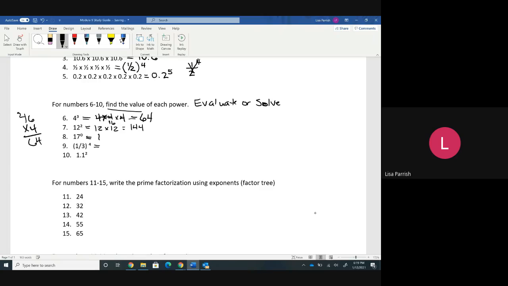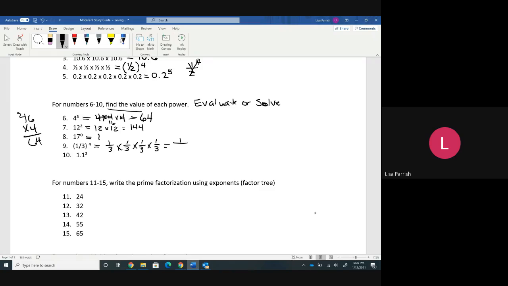Okay, 1/3 to the 4th power. So I'm going to write out 1/3 times itself 4 times. It's not as easy to write on this. Okay, so I've written my expanded form, and then I can multiply. 1 times 1 is 1, 1 times 1 is 1, 1 times 1 is 1. Anytime you multiply 1 times itself, no matter how many times, it's going to be 1. You're not adding, you're multiplying.